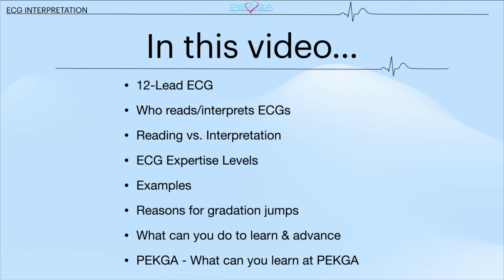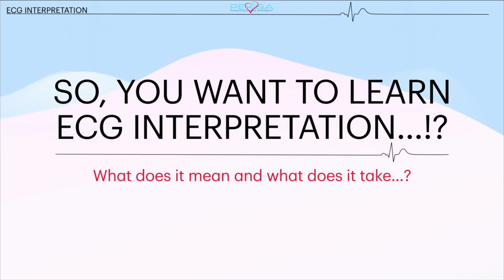So in this video, we're going to be discussing what a 12-lead ECG is. Now, there's a lot of topics. This is not going to be a deep dive. I really don't want this video to be 4 hours long. So we're just going to take a look at a 12-lead and why it's used, who reads and interprets ECGs, what the difference is between reading and interpretation. We're going to break down these expertise levels, show you a couple of examples. We're also going to reason through these expertise levels. Also, what you can do to learn in advance, and finally, what PEKGA has to offer. So let's get into it.